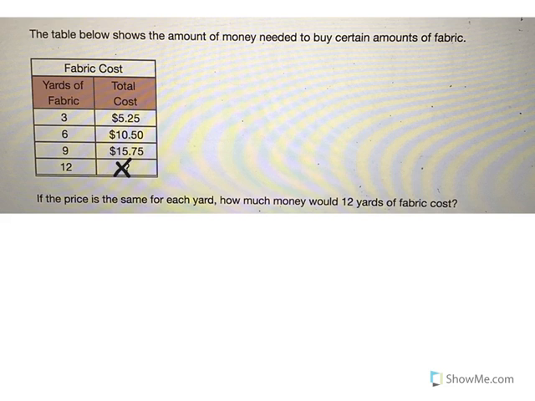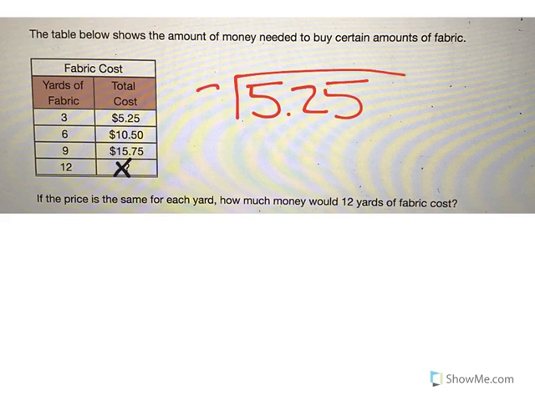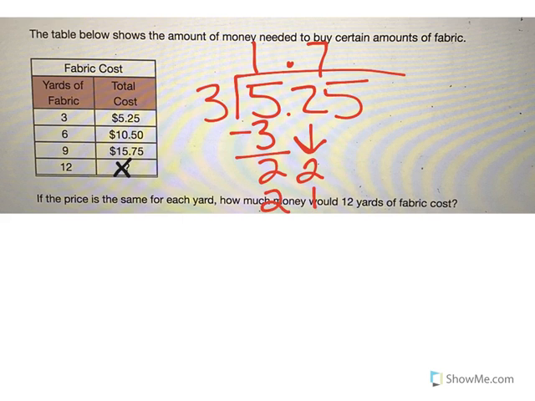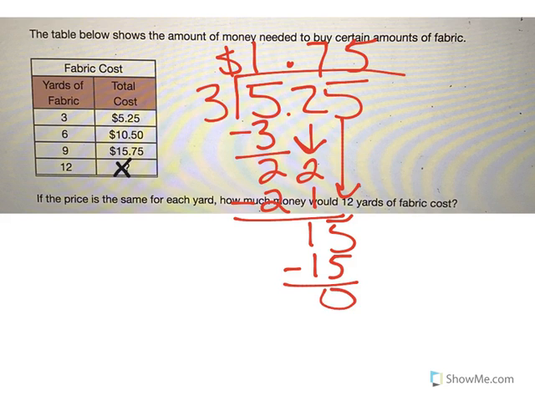First, I'm going to divide my cost. You divide the cost by the quantity purchased. So if I wanted $5.25 worth and I bought 3 yards of fabric, how much is that going to cost me? I can divide this down: the 2, 7, 21, bring down the 5, and I'm going to get $1.75. So it's $1.75 for each yard.